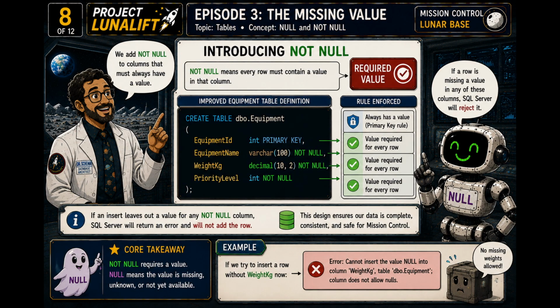We add NOT NULL to columns that must always contain a value. In this design, every equipment record requires a name, a weight, and a priority level. If an insert leaves out one of those values, SQL Server will reject the row.